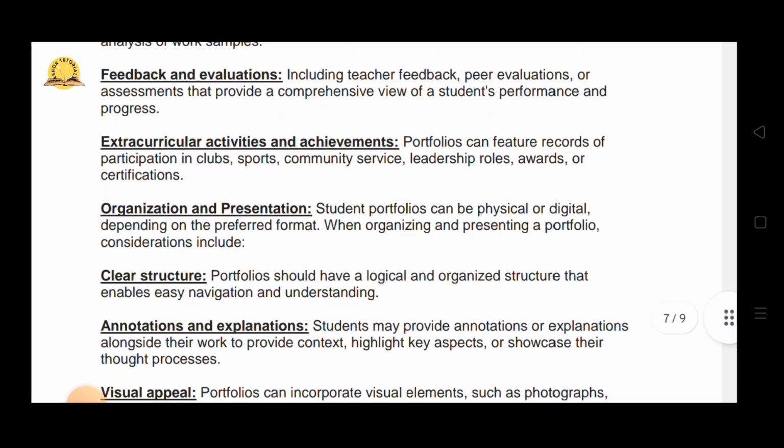Now let us see feedback and evaluation. So including teacher feedback, peer evaluation, or assessment that provide a comprehensive view of students' performance and progress. See, feedback is very important, my dear friends, these days. See, as I was saying shortly, about that ego. So ego is the problem now.